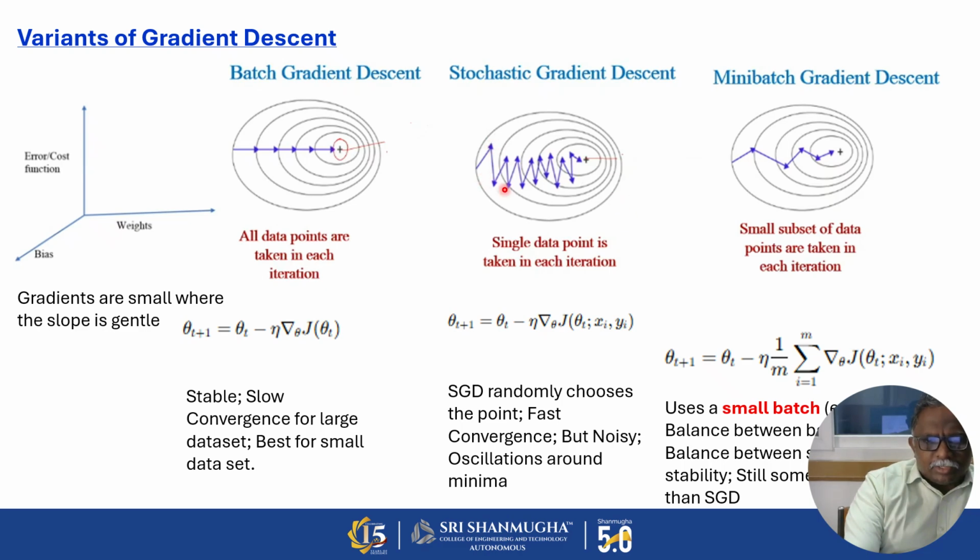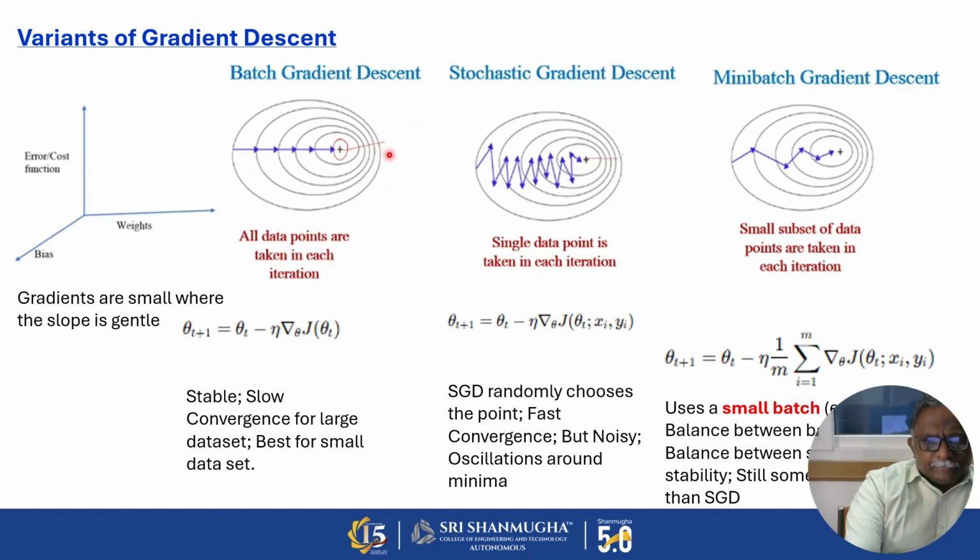There will be noise when you look at the contour plot. This is the point where we get the global minimum. In the case of the mini batch gradient descent method, we take a small batch for each iteration, and we update the weights. There will be advantages and disadvantages for each method.